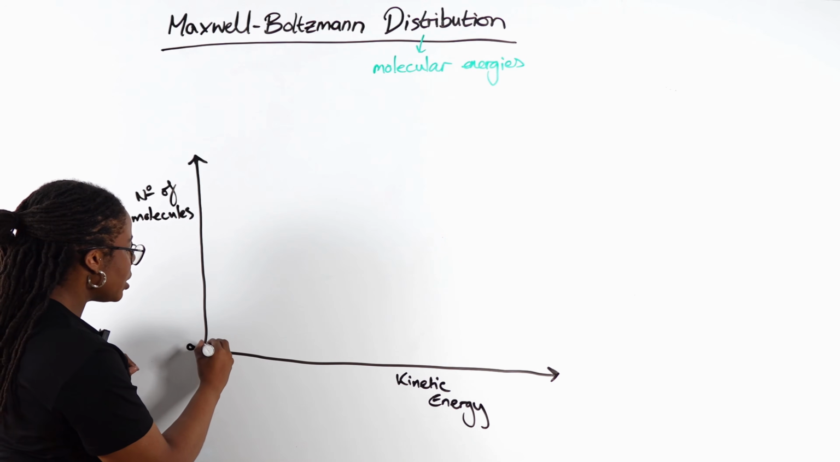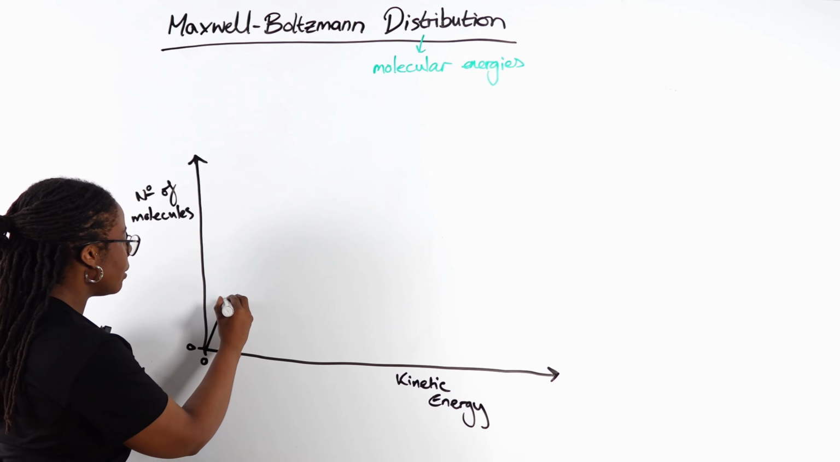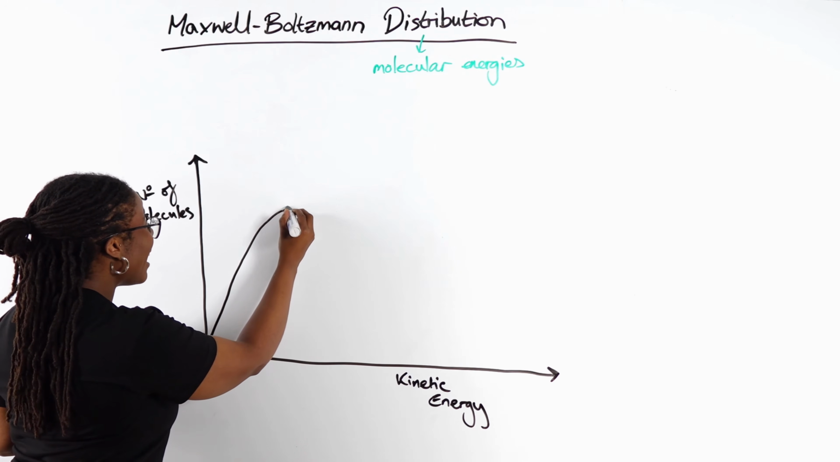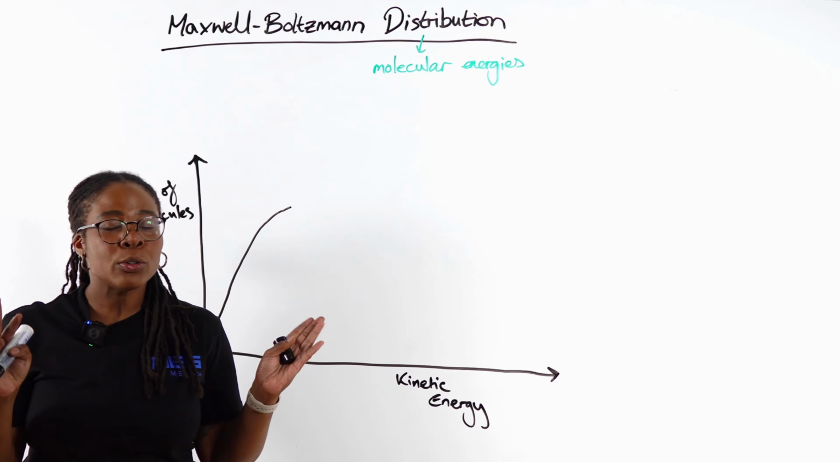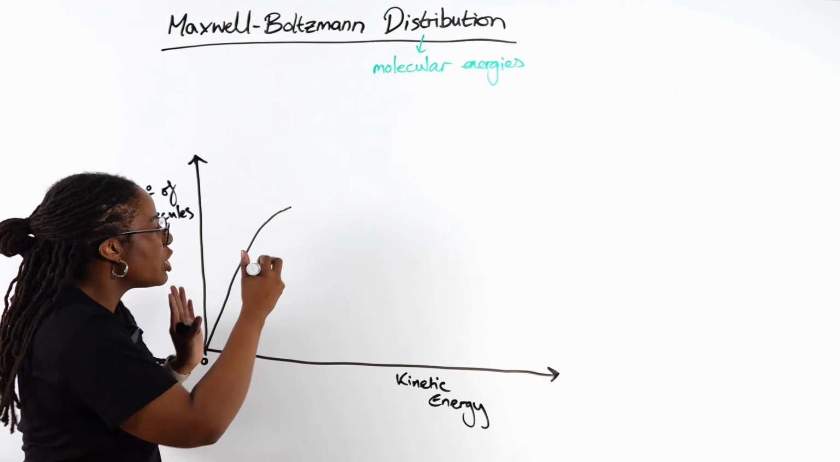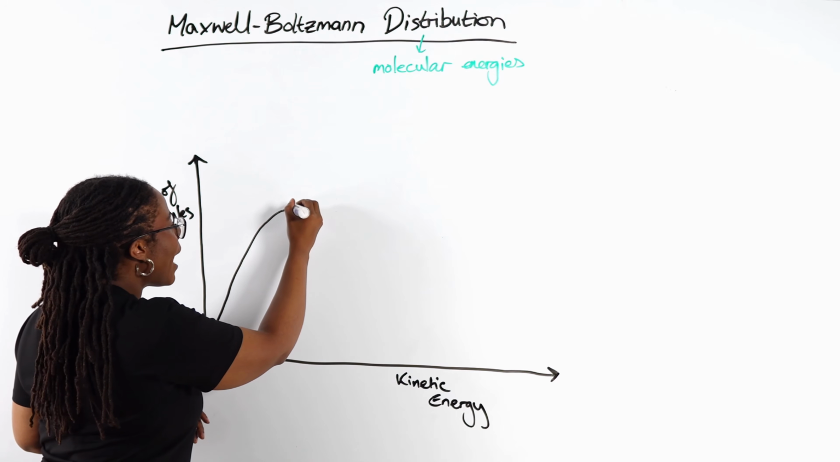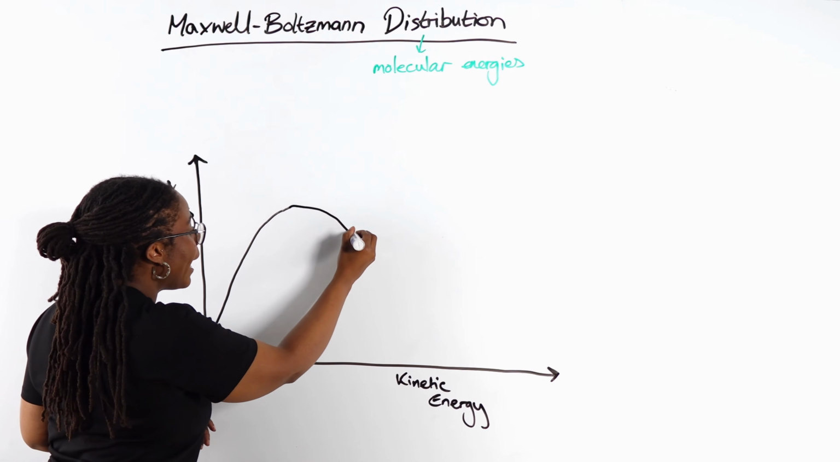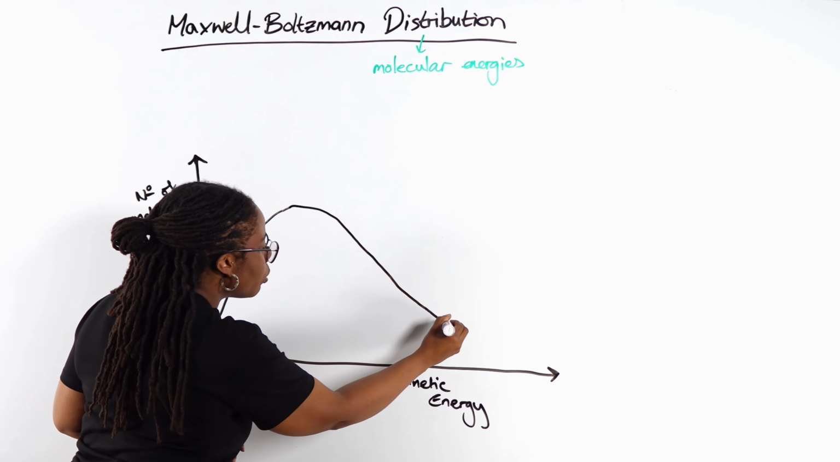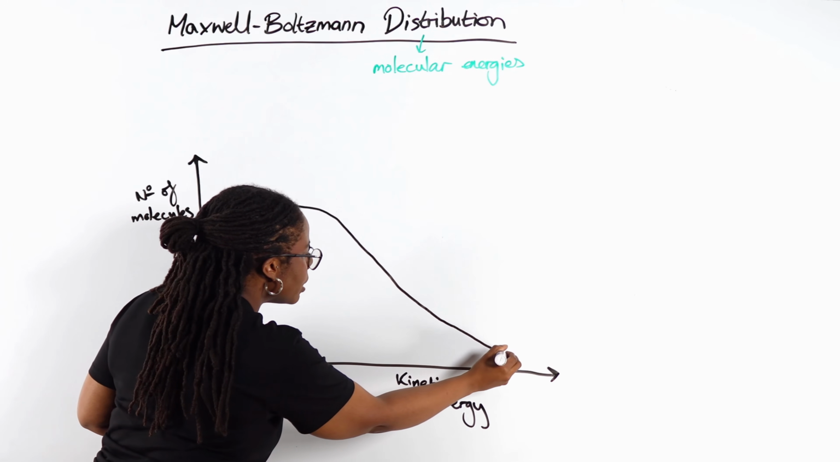Then as the energy starts to increase, there are going to be more and more molecules with that energy. And then most of the molecules will have kind of middle-ish, average-ish energy. And then as we start to get to much higher energies, there are going to be fewer and fewer molecules with super high energies.